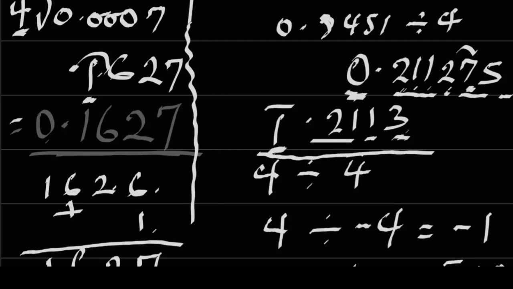So therefore, our answer will be 0 point. That is this very point. You have to write 0 before the point. 0.1627. This is our final answer.